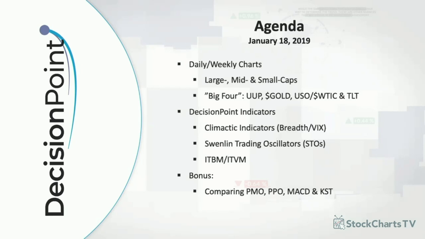All right, so let's get started and see what we got going on for the day. As you can see, we've got the daily and weekly charts. We're going to look at those with the large, mid, and small caps. The big four, of course, that's the dollar, gold, oil, and bonds. And then we'll cover our Decision Point indicators, our climactic indicators, the Swenlin trading oscillators, and the ITBM and ITVM. And then as a bonus with Carl here, he's going to compare the PMO, PPO, MACD, and KST. So it'll be interesting to see how those match up against each other and the pluses and minuses of all of those.